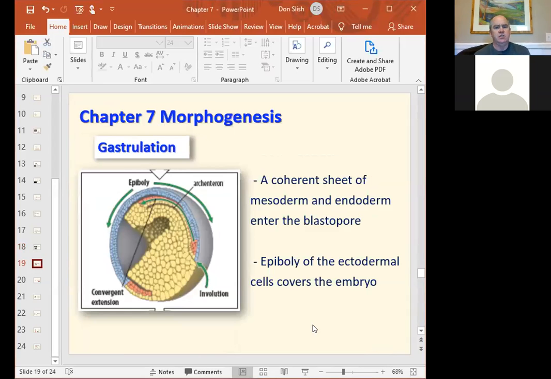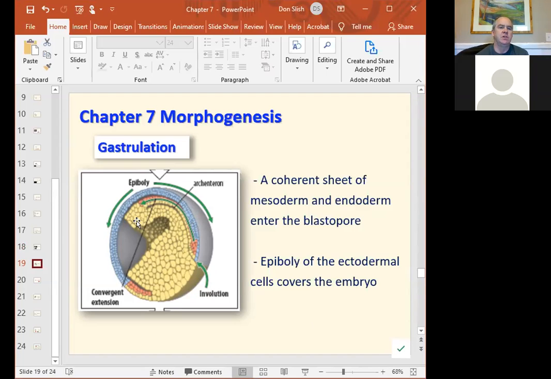Slide 19. Here we're going all the way back to the first week of class, to gastrulation in the Xenopus embryo. This is the chapter where before we said this happens, and now we're going to see why it happens. In gastrulation, we've got two different important cell movements. One is the involution of mesoderm and endodermal cells, crawling across the ectodermal cells.